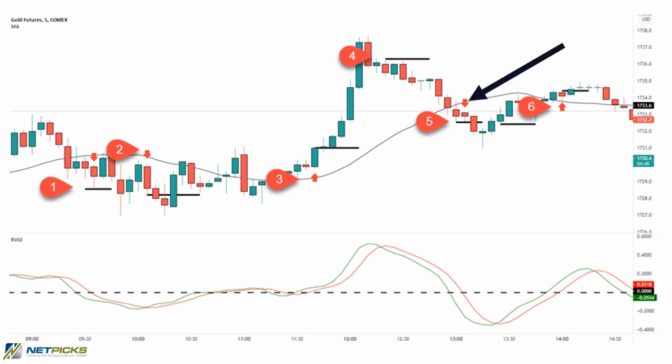Number 5, zero line cross. The RVI crosses zero. Price is not touching the moving average. We sell the lows. Number 6, zero line cross. This low is not touching the moving average. We buy stop the high.